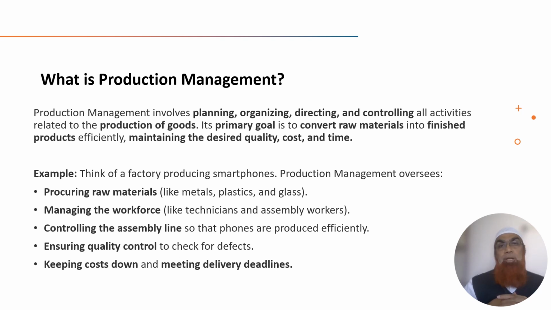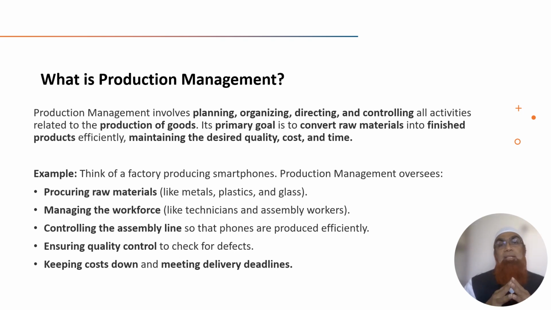Let's understand what production management is. Production management involves planning, organizing, directing and controlling all activities related to the production of goods. Its primary goal is to convert raw material into finished products efficiently, maintaining the desired quality, cost and time. To redefine it, planning means your detailed plan about what you are going to do and how, and organizing the complete infrastructure, directing and controlling all activities related to production of goods. We call it production management.